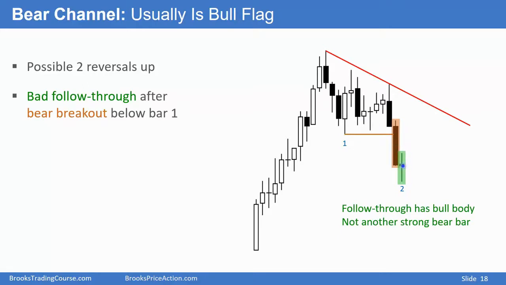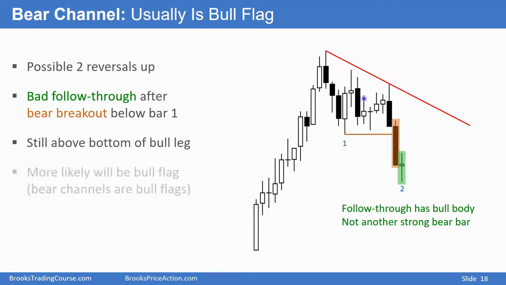But this bad follow-through makes it more likely that this bear trend is really simply going to be a leg in a trading range or a bull flag. Remember, we're still above the bottom of the initial very strong rally, and we're about 50% down, maybe a little bit more. So the odds still favor the bulls. It's more likely that this will be a bull flag.